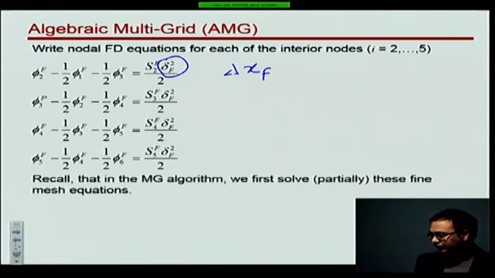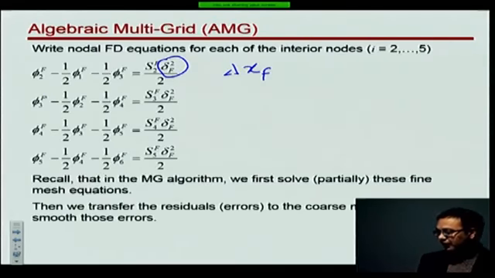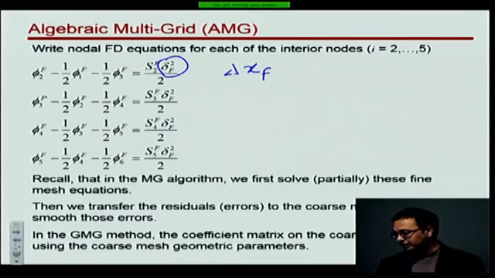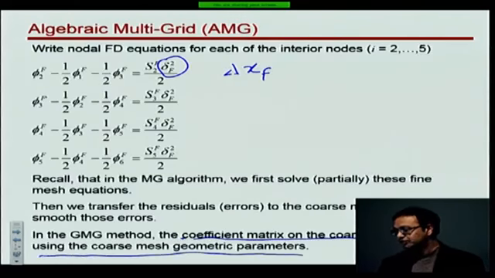So the first step in the multigrid algorithm is to solve this on the fine mesh to partial convergence. And then we construct the residuals of these equations and transfer the residuals to the coarse mesh, and then smooth these errors. That's the basic idea. So how do we do that? Now, in the geometric multigrid algorithm, the coefficient of the coarse mesh is set up by using the coarse mesh geometric parameters. So once I construct the residual for these, R2 up to R4 or R5, and then transfer it to the coarse mesh.